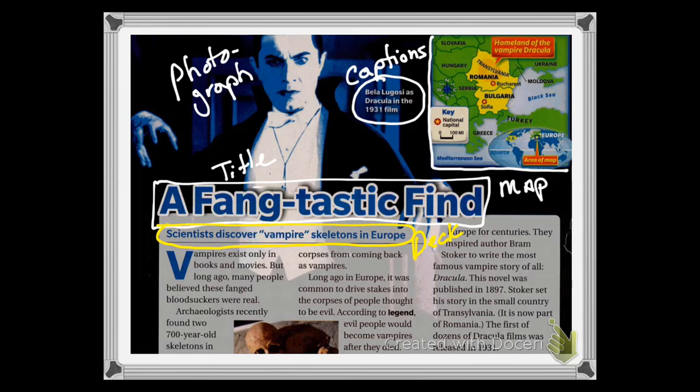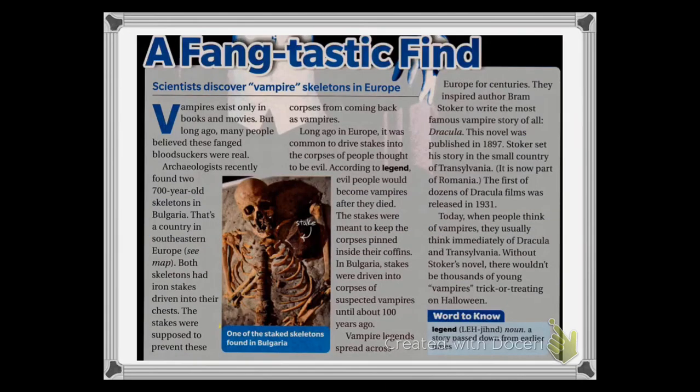It sets you up for what you are going to read, and it gives you the main idea. So this says, scientists discover vampire skeletons in Europe. So we're going to be reading about vampires and how they're found in Europe, these skeletons. That's why this map is so important, because it's telling us where we could actually find those skeletons. So as we continue, A Fang-tastic Find. Again, this is the deck, and that's telling us what the main idea of the article is, basically what we're going to be reading.